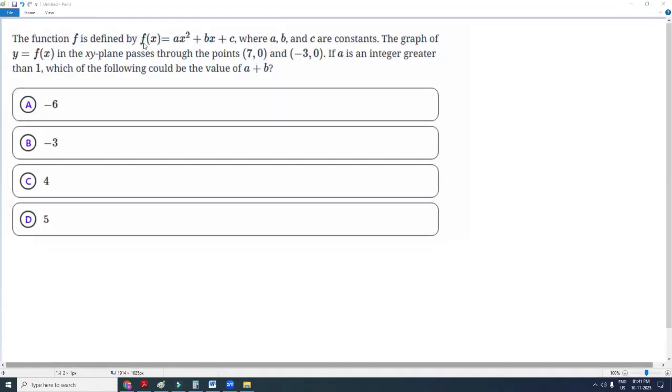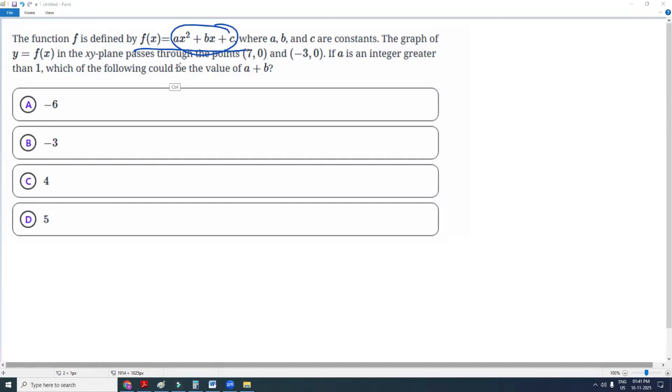The function f is defined by f of x equals ax squared plus bx plus c, where a, b, and c are constants. The graph of y equals f of x in the xy-plane passes through the points 7, 0 and negative 3, 0. If a is an integer greater than 1, which of the following could be the value of a plus b? Here we can consider the given function. It is a quadratic function in standard form.